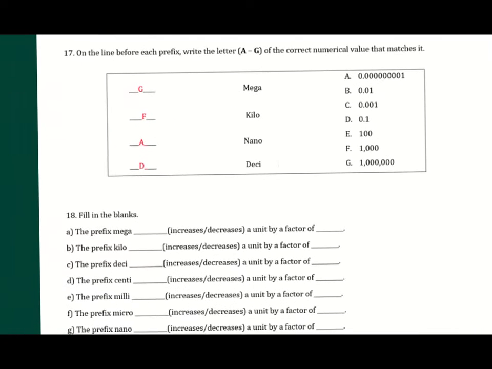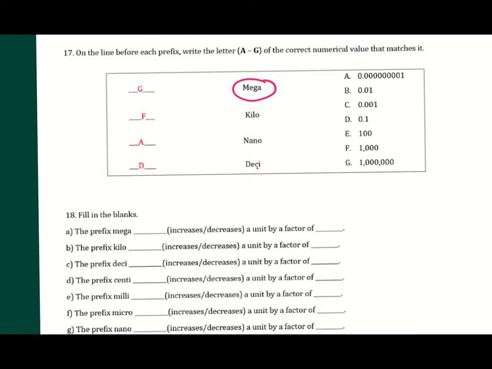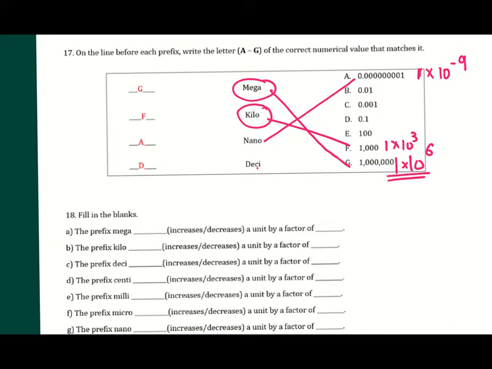Mega means 10 power 6. And kilo, 10 power 3 or 1000, or 1 into 10 power 3. Nano is a very small unit, and it means 10 power negative 9. So 1 into 10 power negative 9. Deci is also a small unit, and it means 10 power negative 1.